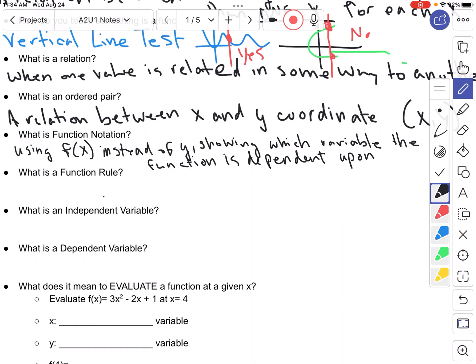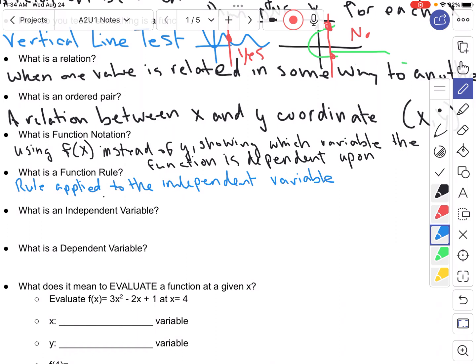What is a function rule? Let's go ahead and change the color a little bit. The function rule is the rule applied to the independent variable which will result in a dependent variable's value. So the rule applied to x so that you get y, for instance.